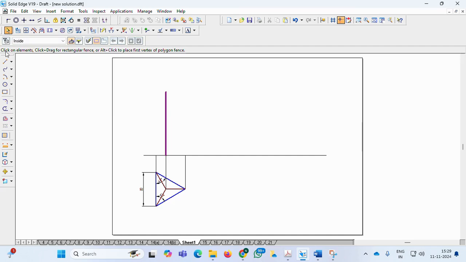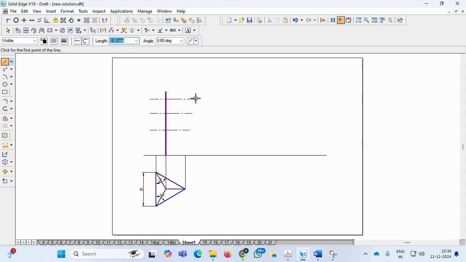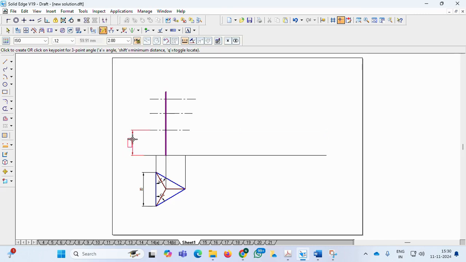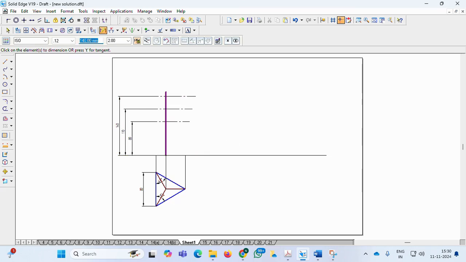This is the pole. So next, from here draw the locus lines. So this is one locus line, the second one and the third one. So go for distance. From here to here it is 80, here to here 110, so here to here 140. Next from here to here it is 150.